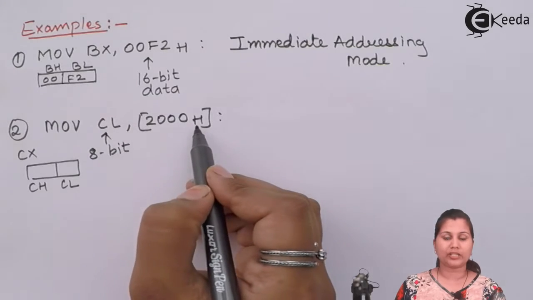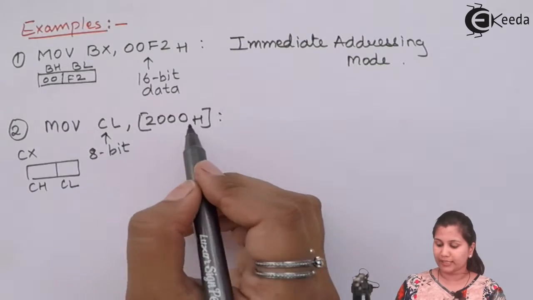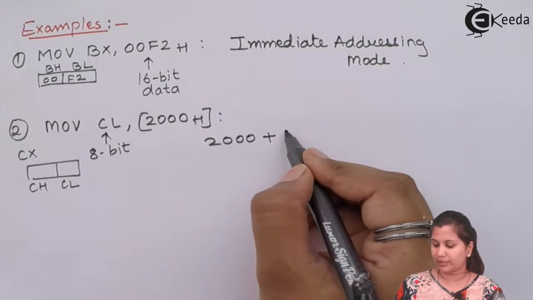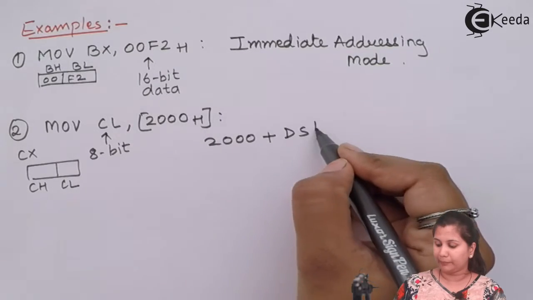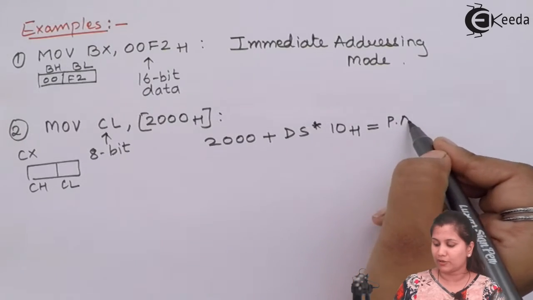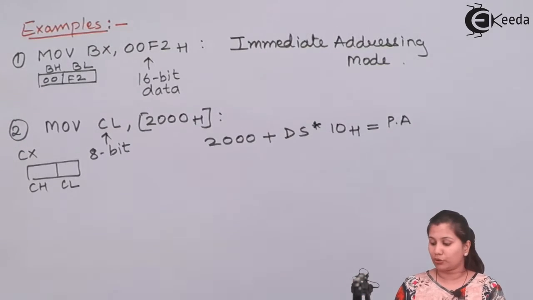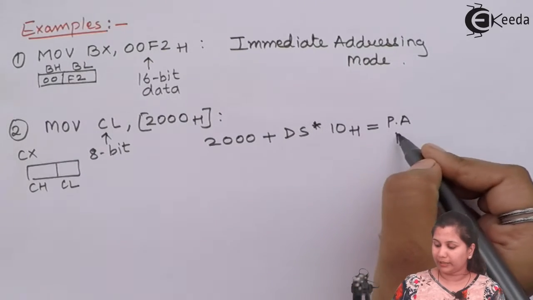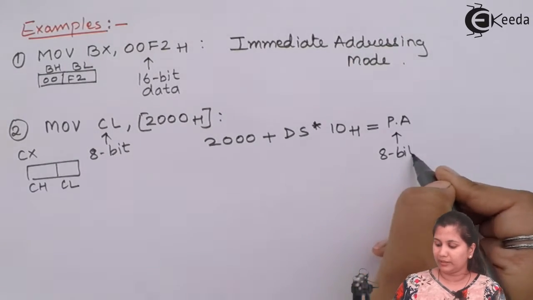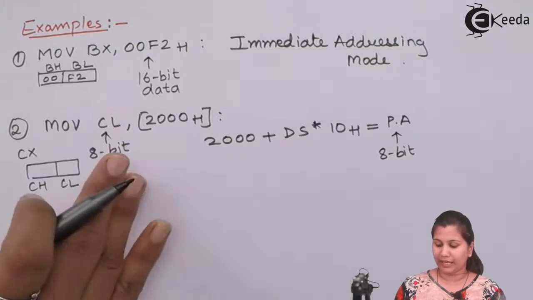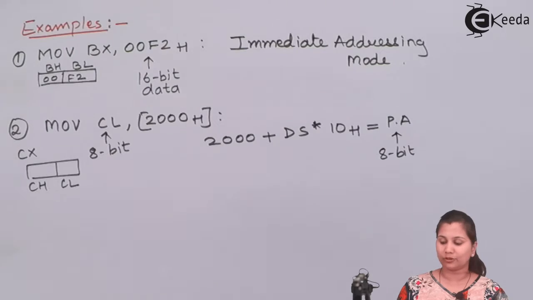And 2000H is the effective address. So this address 2000 will be added to the data segment address, that is the segment address multiplied by 10H. That will be the physical address of the memory location. At that memory location, the 8-bit data is stored. So that 8-bit data will be copied into the CL register. Here we have indirectly given the data, so it is a type of indirect addressing.